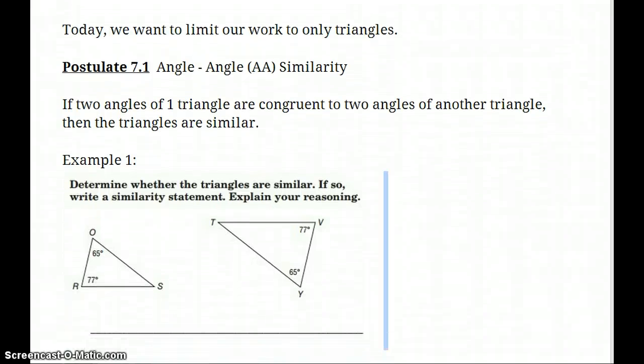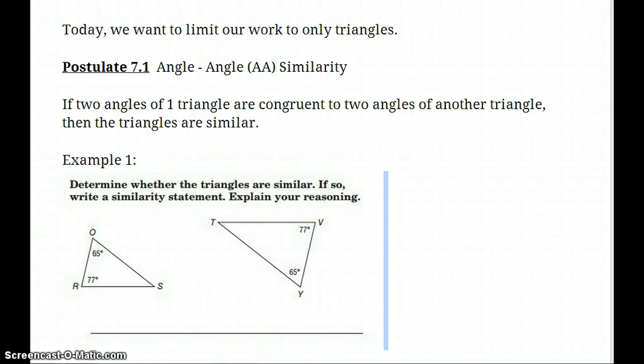We begin with Postulate 7.1, the Angle-Angle Similarity Postulate. If two angles of one triangle are congruent to two angles of another triangle, then the triangles are similar. Notice this is different than all the congruence postulates we had in the first trimester because this does not involve any sides. It only involves angles. Take a look at Example 1.